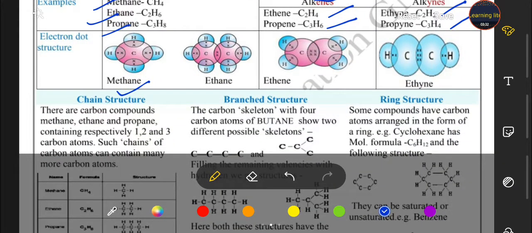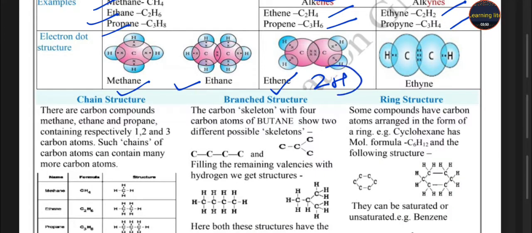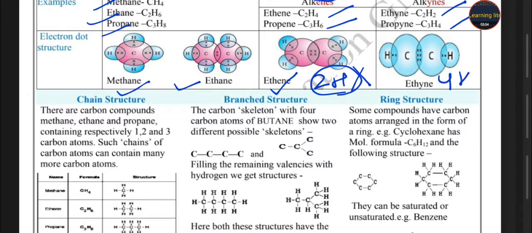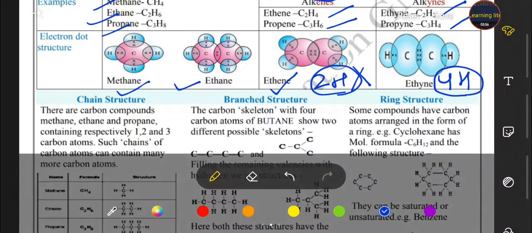Here you can recall a difference among the dot structures. What is the structure difference, students? You can see in saturated there is no removal of hydrogen, but in unsaturated, when a double bond occurs, two hydrogens are removed. Okay. And in a triple bond, 4 hydrogens are removed.